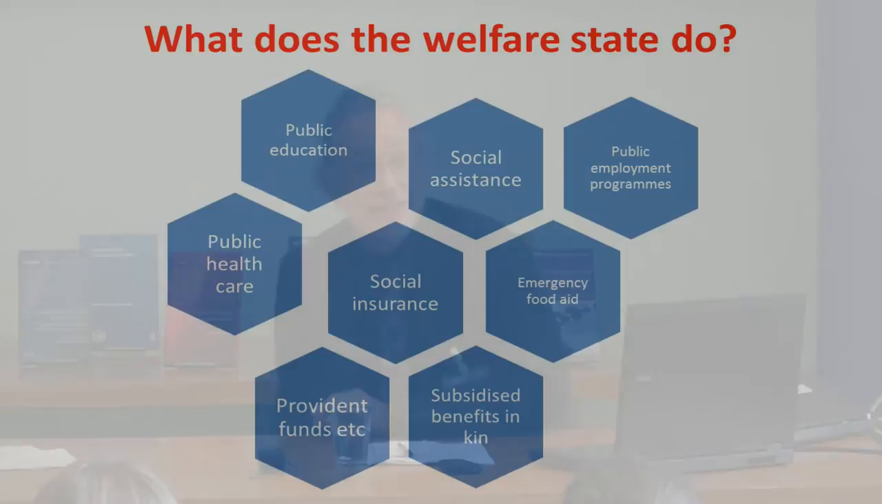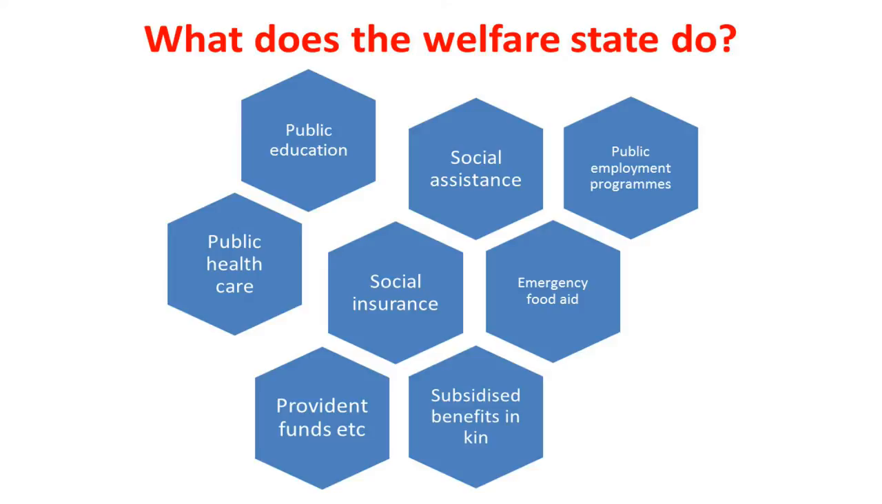Food aid, emergency food aid, and I should say here also non-emergency food aid, very important in urban areas. This at the bottom right should say subsidized benefits in kind, not in kin, in kind. That's a bit of a mistake. These are all areas in which in practice, poor people are decommodified. They're decommodified in that their well-being does not depend upon market forces. The state is decommodifying them, but not through cash transfers only, but also through in-kind transfers.